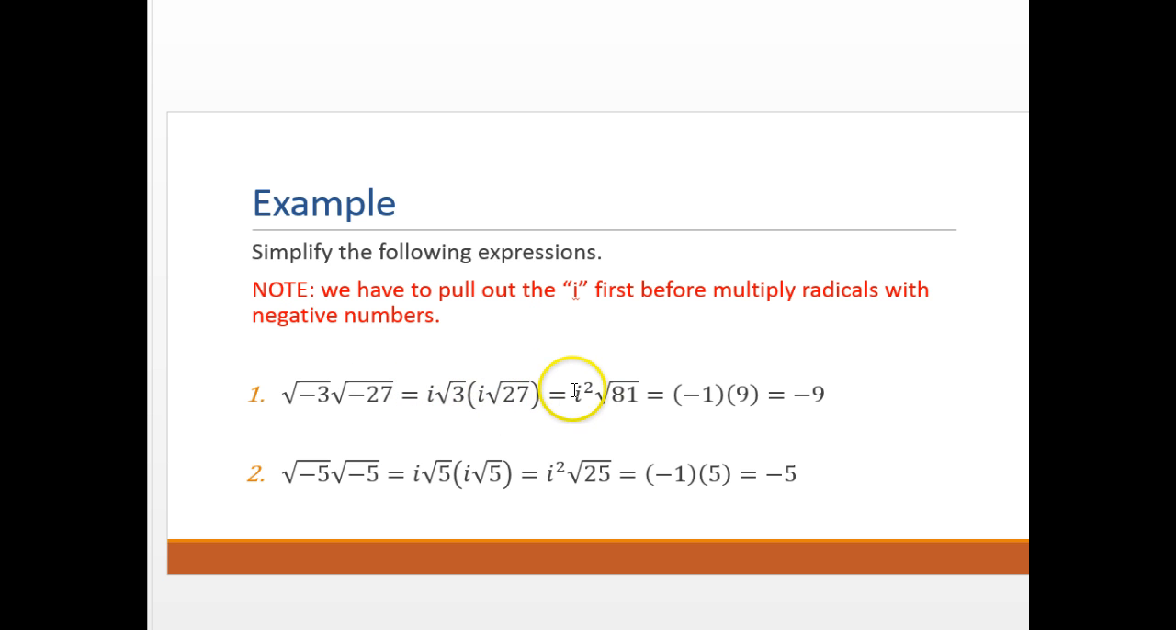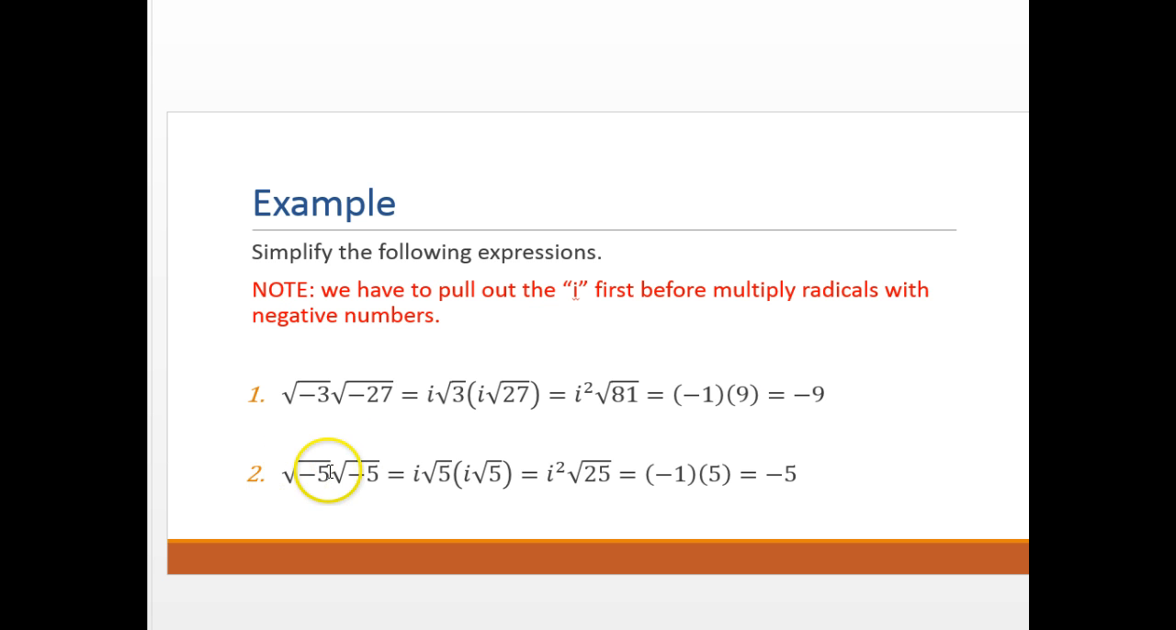i times i is i squared. Square root of 3 times square root of 27 is square root of 81. i squared by definition is negative 1. So this is negative 1. Square root of 81 is 9. This gives us negative 9.